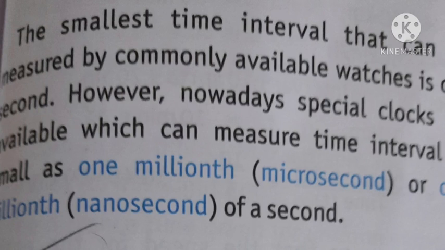The smallest time interval that can be measured by commonly available watches is 1 second. However, nowadays special clocks are available which can measure time intervals as small as 1 millionth of a second, that is microseconds, or even nanoseconds of a second.